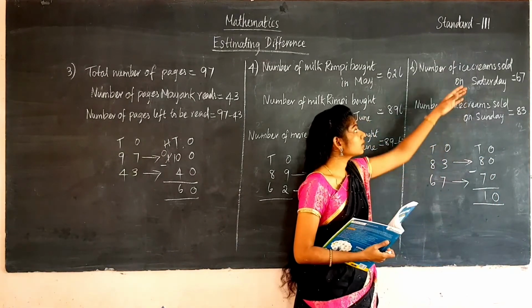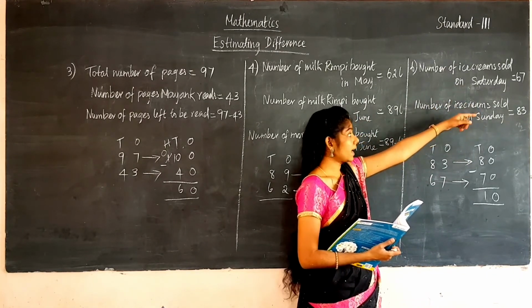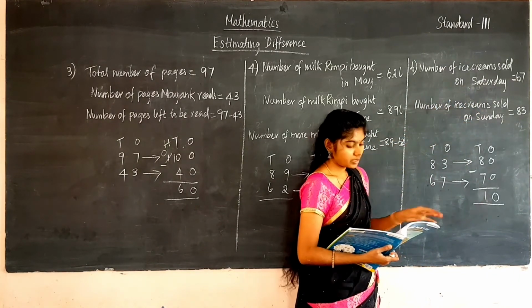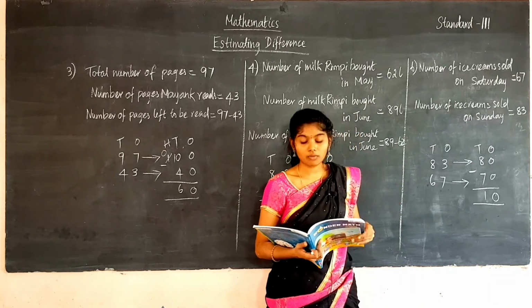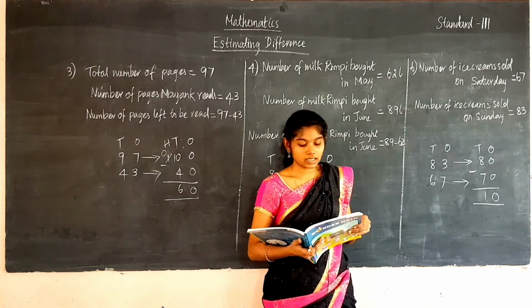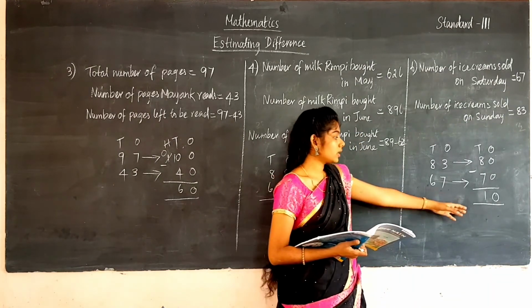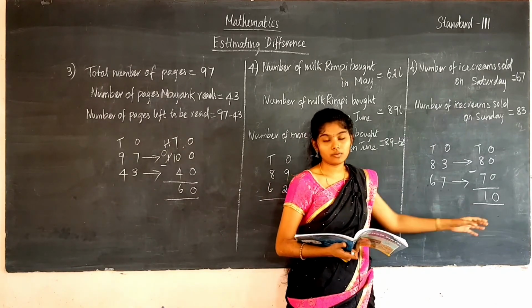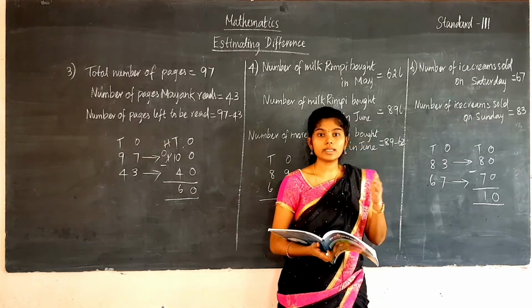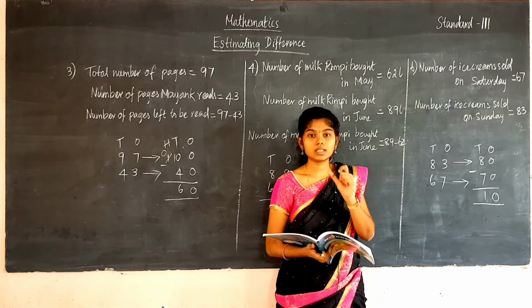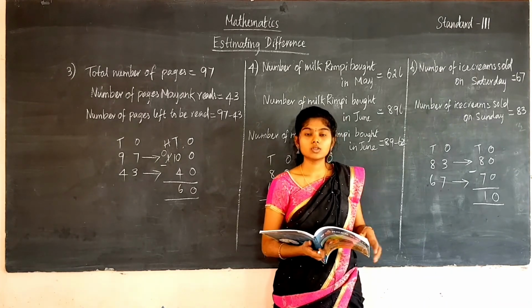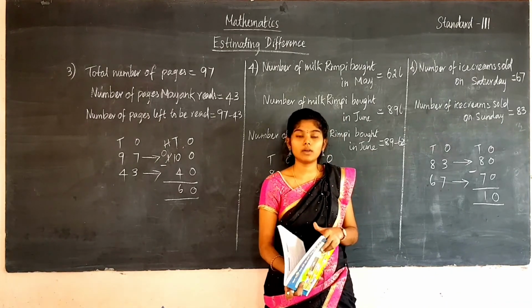So the difference between the number of ice creams sold is 10, the difference they have asked. The estimated difference between the number of ice creams sold on Saturday and Sunday is 10 ice creams. We have estimated the difference. So today we have seen how to estimate the difference. Here, estimate the difference means subtraction. So thank you, students. Do the homework that I have given you.